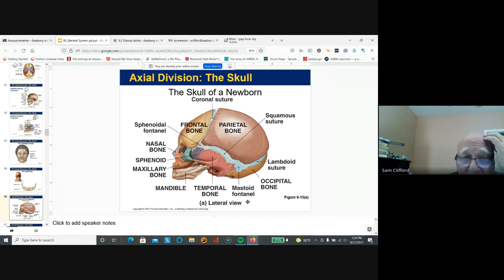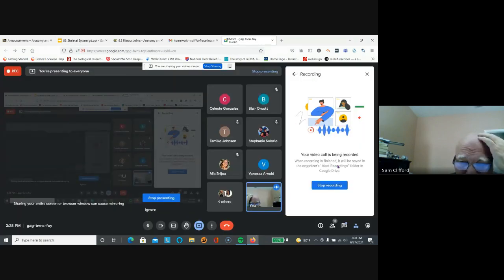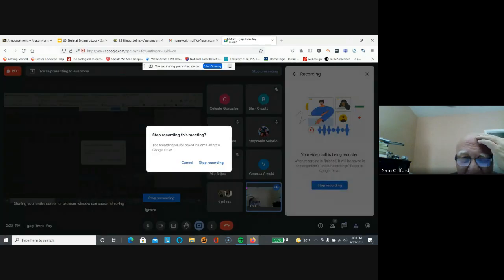Here's the mastoid fontanelle, sphenoidal fontanelle. So when babies are first born, everybody knows they have soft spots. And the purpose of those soft spots is to make sure that the baby's head can be compressed to make it easier for the mother to deliver. So let's go back to here. Let's stop this, stop recording, and we'll continue to move on.